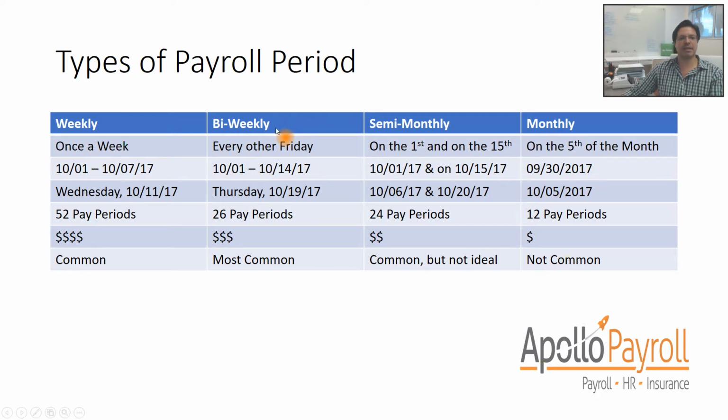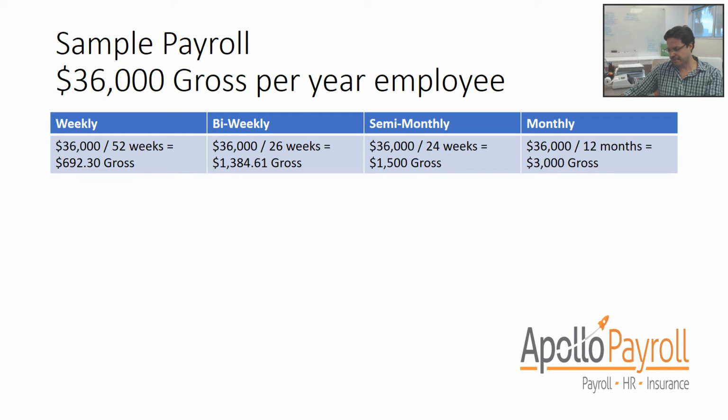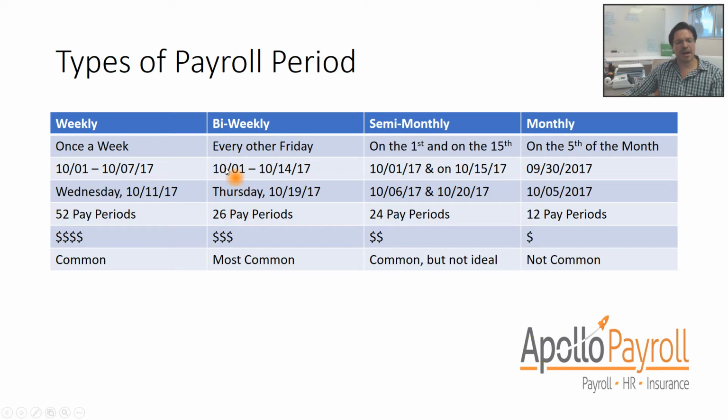The next one is the bi-weekly. Bi-weekly is, like I mentioned earlier, when you hear people say, oh, I get paid every other Friday, I get paid every other Thursday, or whatever the case might be. In this example, the pay period is going to start on the 1st and it's going to end on the 14th. And the pay date's going to be Thursday the 19th.